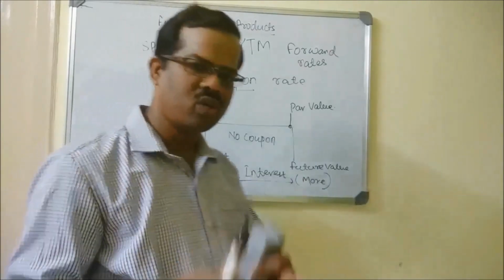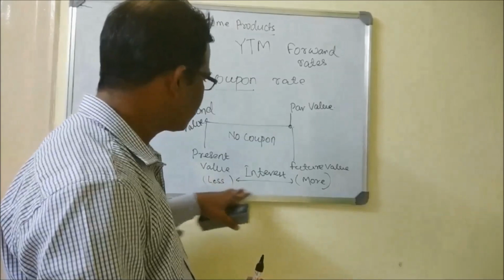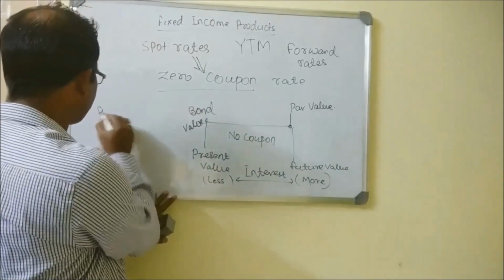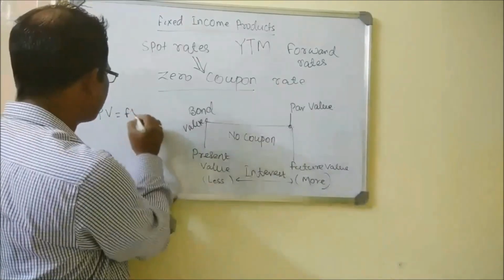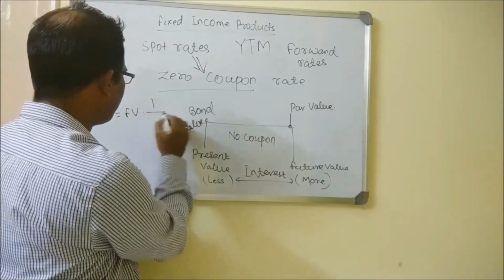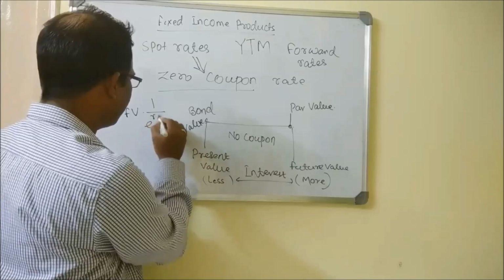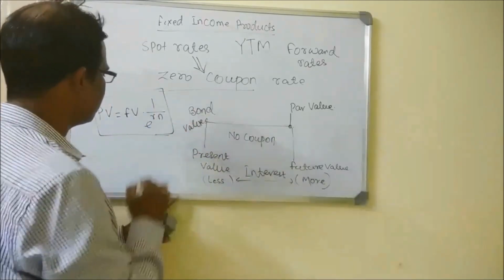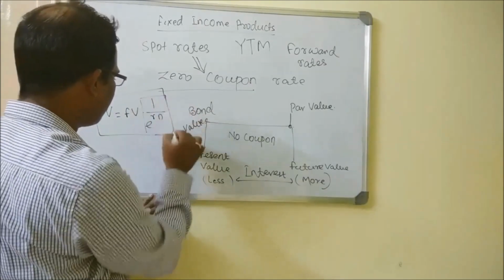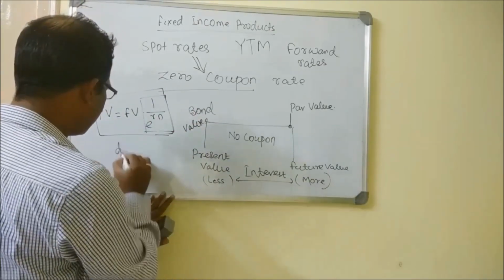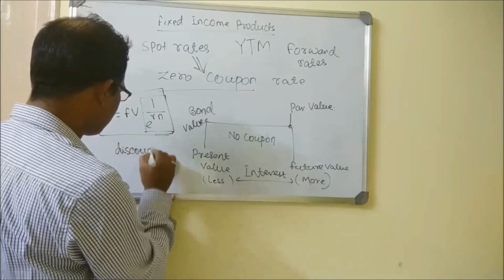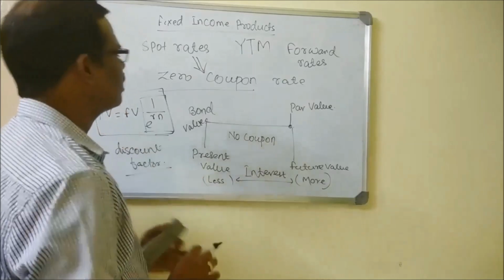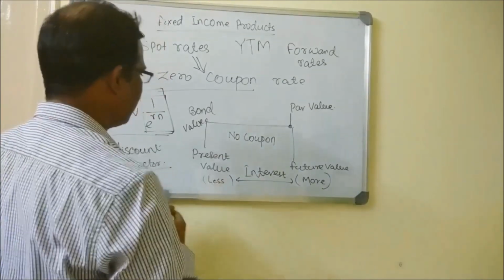But before going to coupon paying bonds, we will clear up the concept about the presentation. We have discussed that PV is equal to future value into 1 upon e to the power Rn. This is on a continuous compounding basis, and this portion is the discount factor.